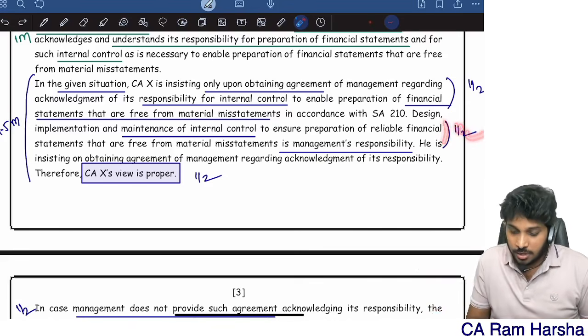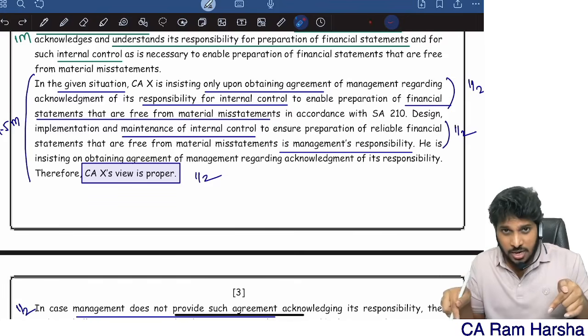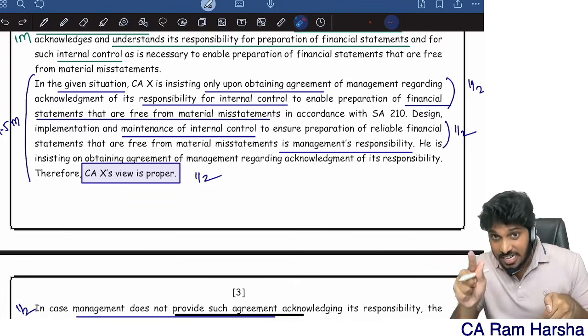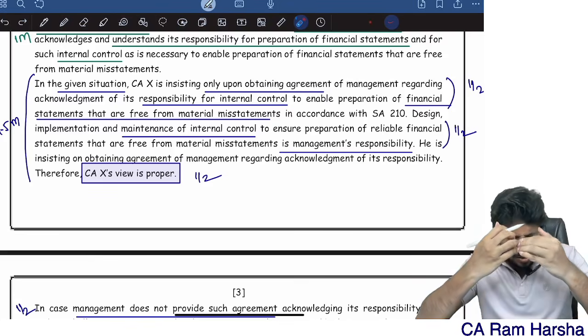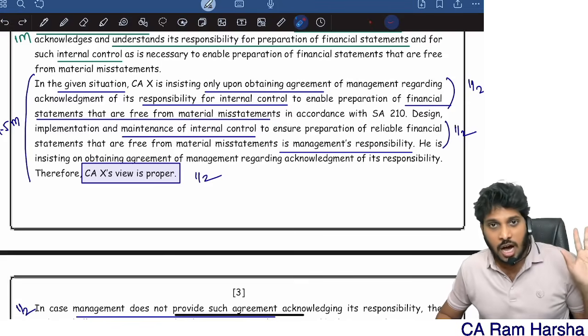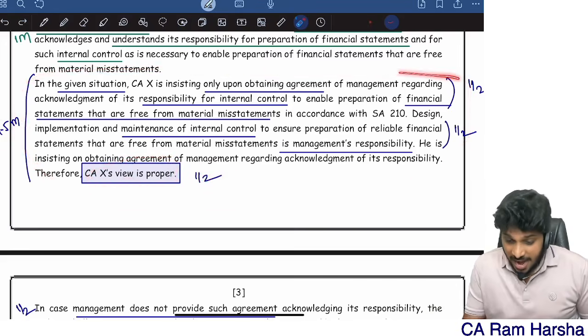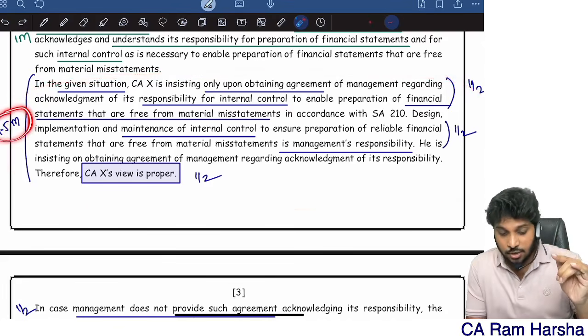For this, half mark. If your answer contains these underlined words, pause this video and see what the underlined words are. Check your answer whether these underlined words are at least there. The rest of the answer that you wrote doesn't matter. If the underlined points are there in your answer sheet, then straight away, CA X's view is proper. For that, half mark. Totally 1.5 marks for this entire analysis and conclusion.